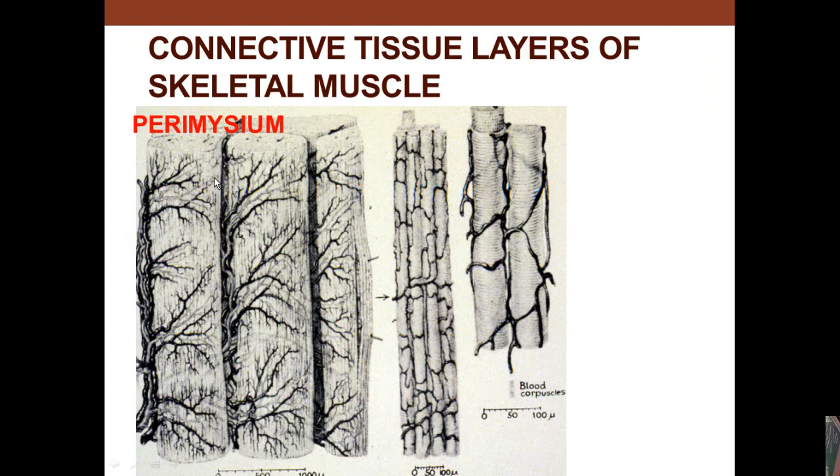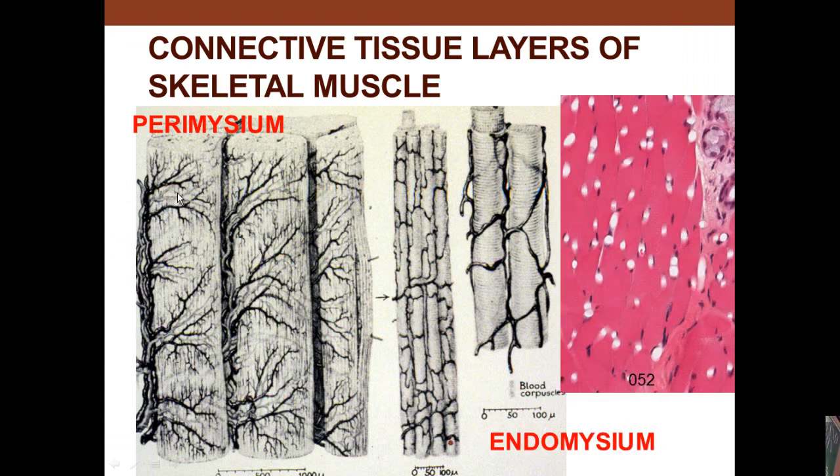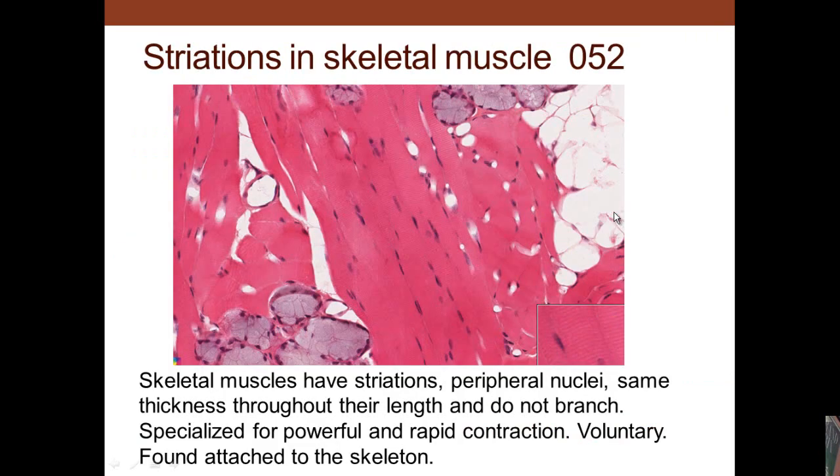So here's a perimysium, where large blood vessels come through the connective tissue. And then in the endomysium, you can see where blood vessels run around individual cells, and we can see the endomysium, the capillaries therein that we see.